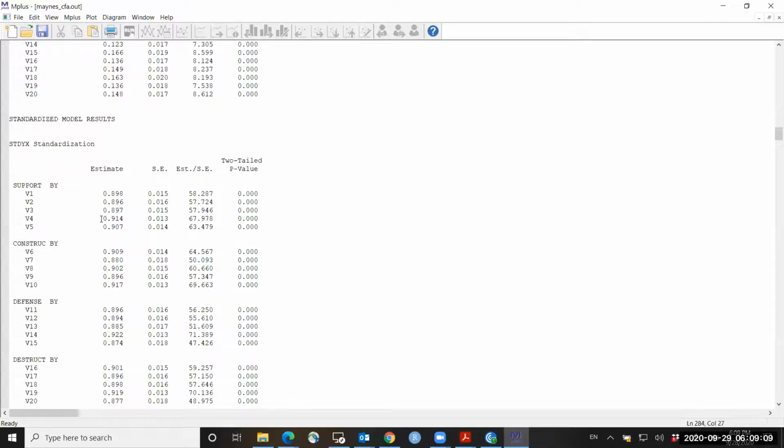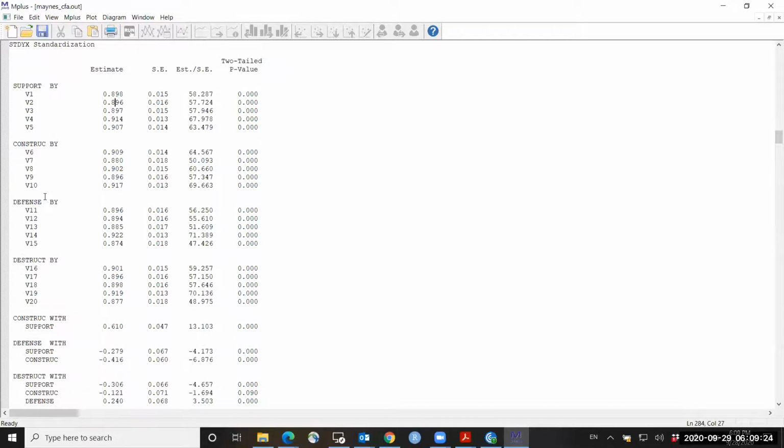This means that if I take a factor loading and square it, I get the percentage of variance explained. So these all are very, very strong factor loadings for all of them.